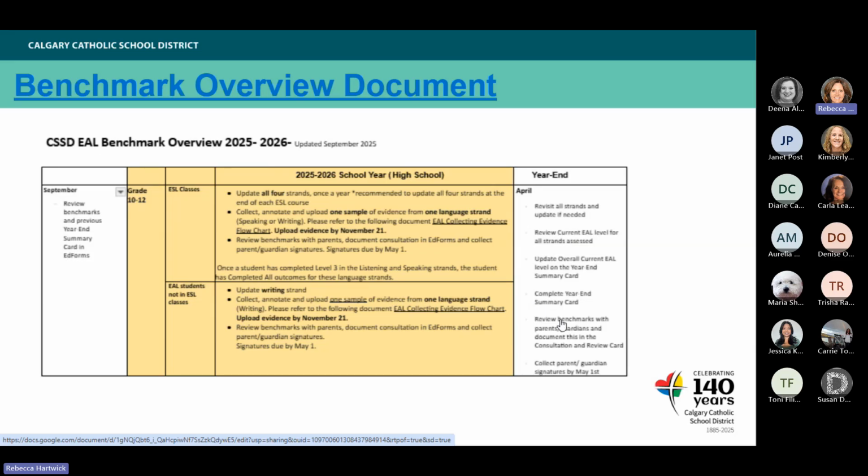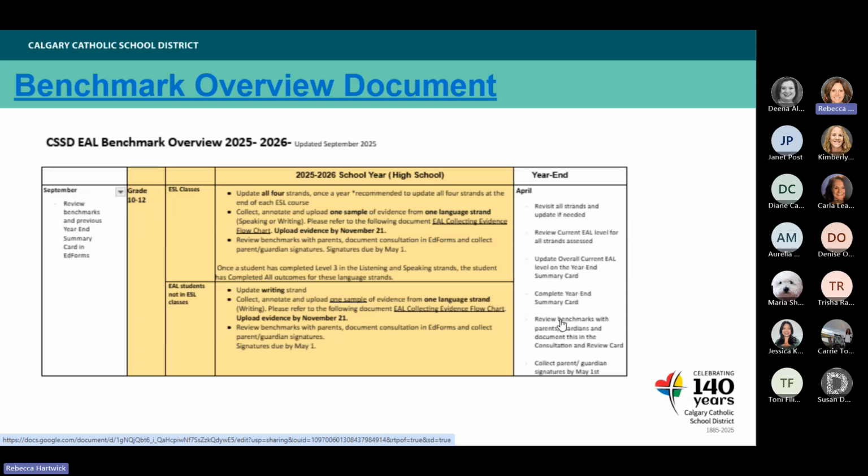And then just a change as well, just so you know, is that the signatures from parents are not needed until the spring now. So you can do your final update on the benchmark in the spring, and then after it's been updated, send it for a signature at that time. So you should really only be in the benchmarks in November and then again in April. But again, everything is a school-based decision.